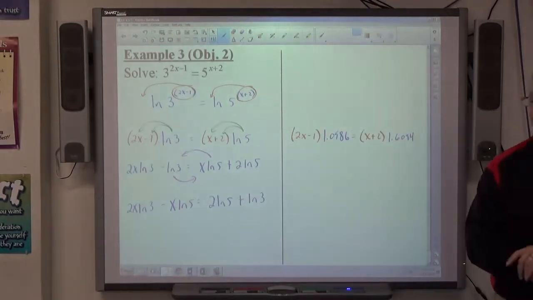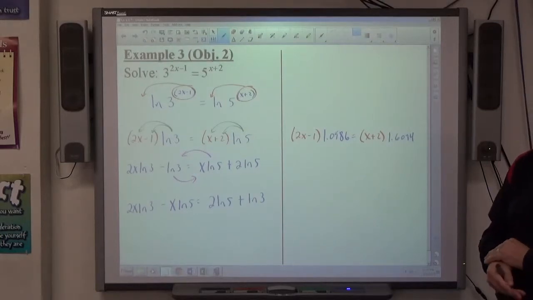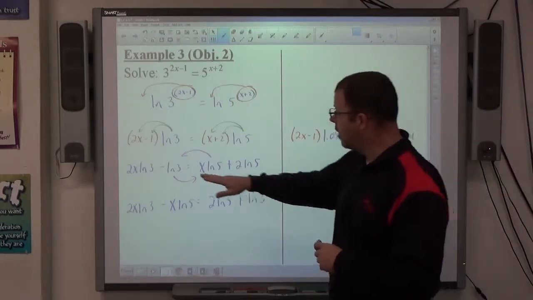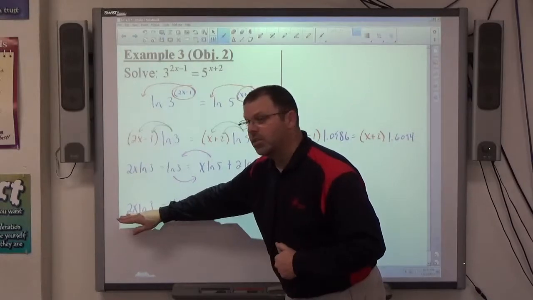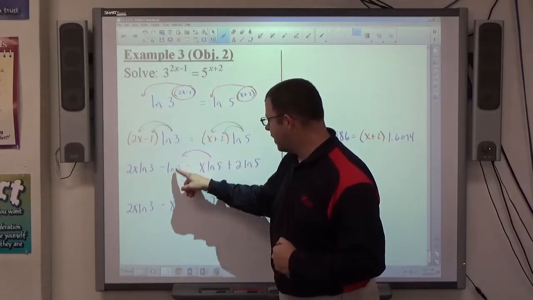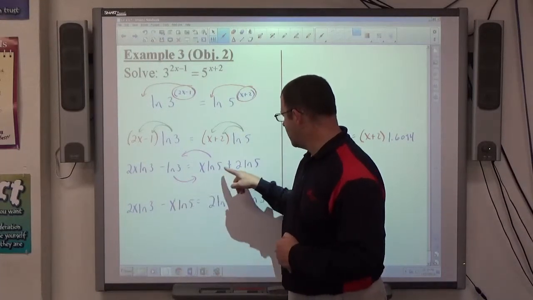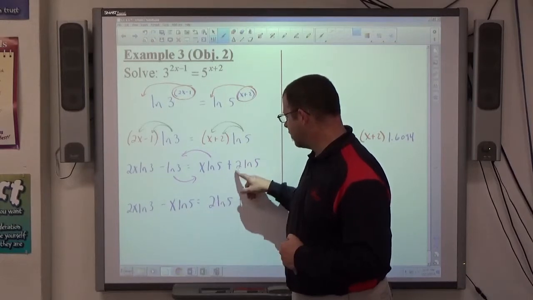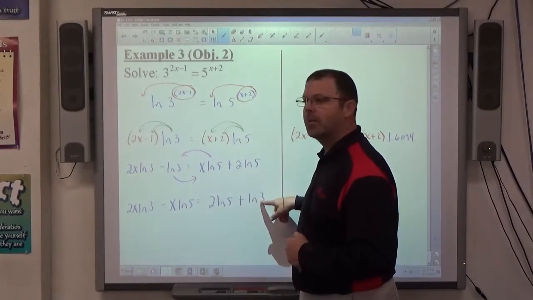Basic algebraic technique there. If you move something, it changes signs. If you don't move it, it stays the same sign. So 2x ln 3 stayed positive because it stayed on the left. X ln 5 became negative when it moved across the equal sign. The 2 ln 5 stayed positive because it stayed on the right. The ln 3 moved over to the right, became positive.